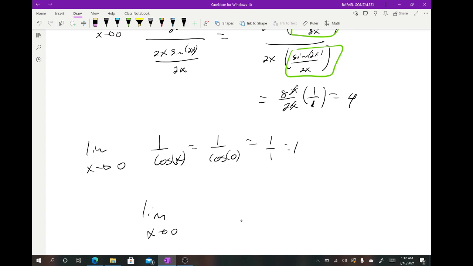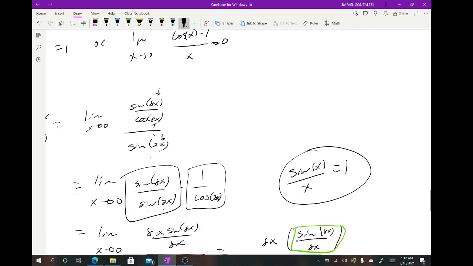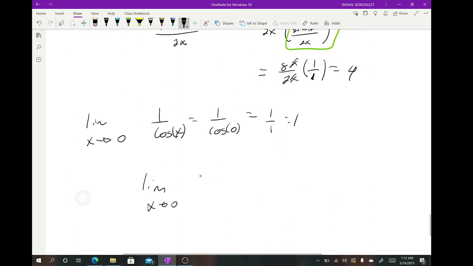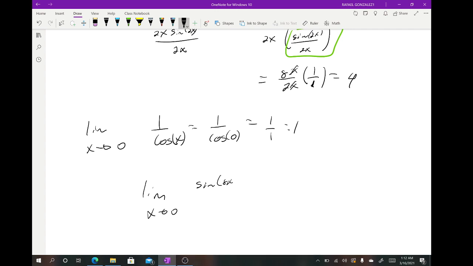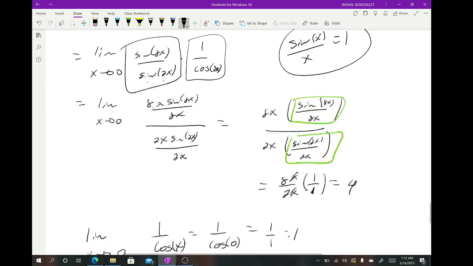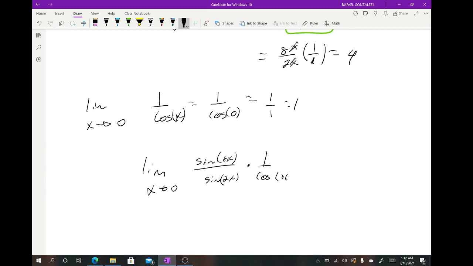Well, let me just rewrite this. Limit as sine 8x over sine of 2x times 1 over cosine of 8x. It doesn't matter that the cosine is an 8x because you just plug in 0, so everything's going to be 1. It's going to be 4 times 1, which is 4. So the limit is 4.